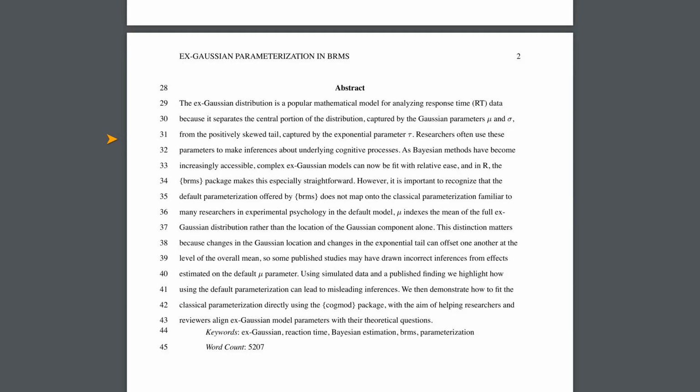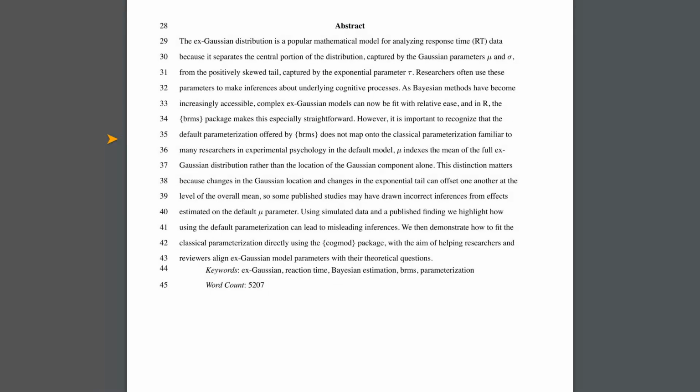To show this, the researchers designed a clever little experiment using simulated data. They created two groups of imaginary participants. In the first group, called clear, the normal part of reaction time was a bit slower, but the super slow tail was shorter. In the second group, low blur, the normal part was a bit faster, but the super slow tail was longer. Here is the kicker. They made sure the average reaction time for both groups was exactly the same. This setup is perfect for testing if the software can tell the difference between a change in the normal part and a change in the slow tail, especially when the overall average stays the same.